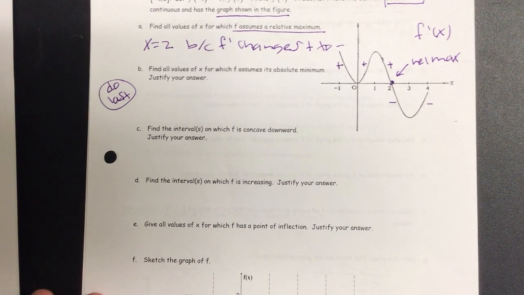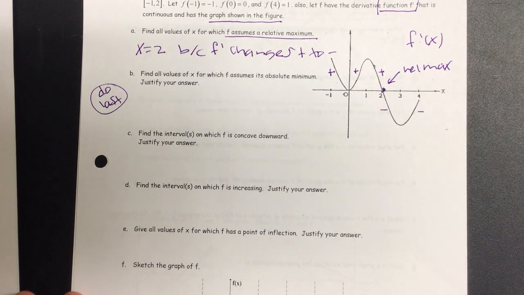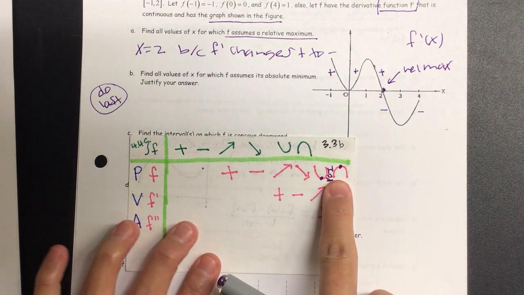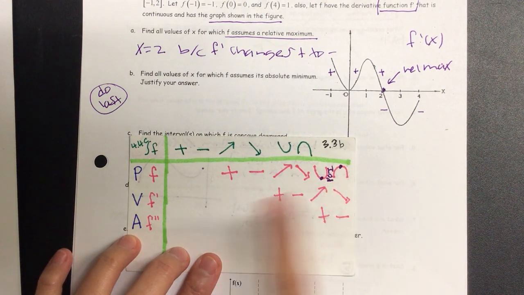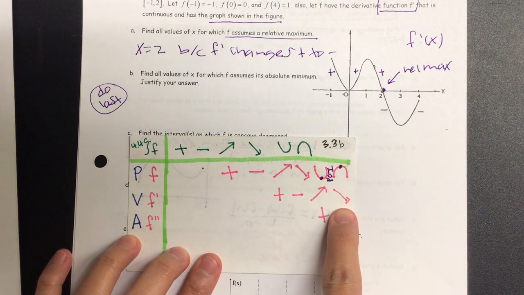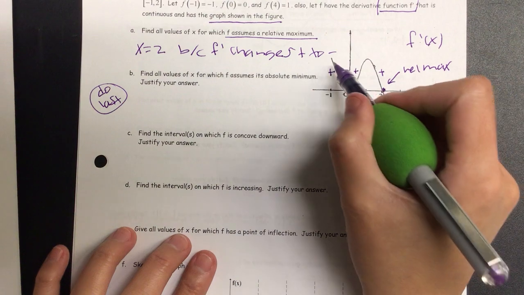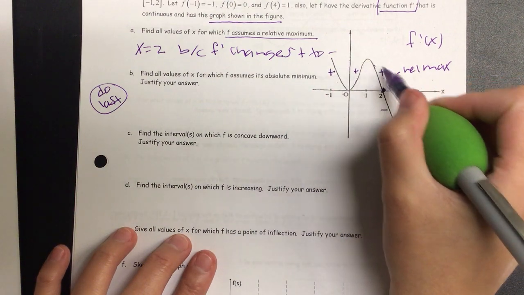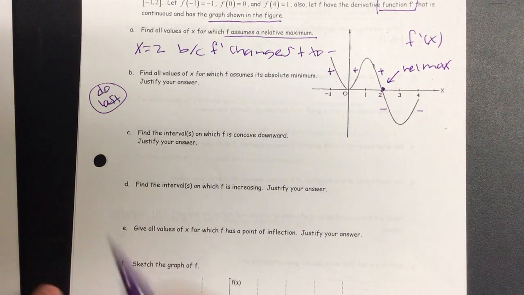On part C, Eden, let's read. Find the intervals on which f is concave downward and justify your answer. We want to know when it's concave downward. Would you also agree that the given information is f prime? So wherever it's going down, it's going to be concave downward. It is going down right here. Is that the only place it's going down? No. It is also going down right here. So we have two intervals.